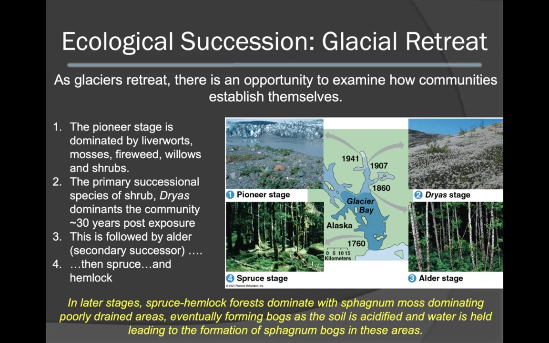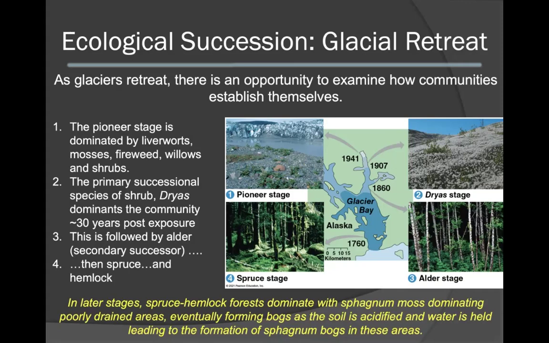A common example used to explain the process of ecological succession is looking at what occurs and how the community structures itself, or assembles itself, after the glaciers retreat in specific areas. This gives a unique opportunity to see how the community develops. Ecological succession during glacial retreat is commonly broken down into 4 to 5 stages.